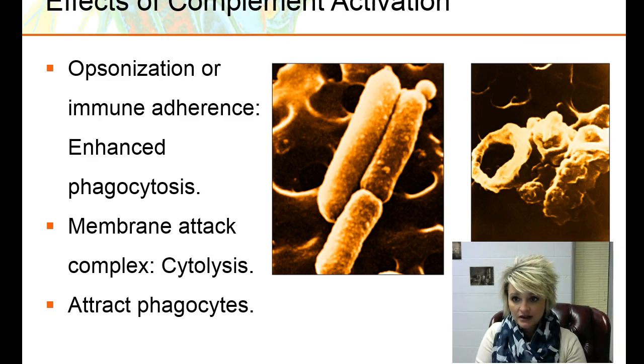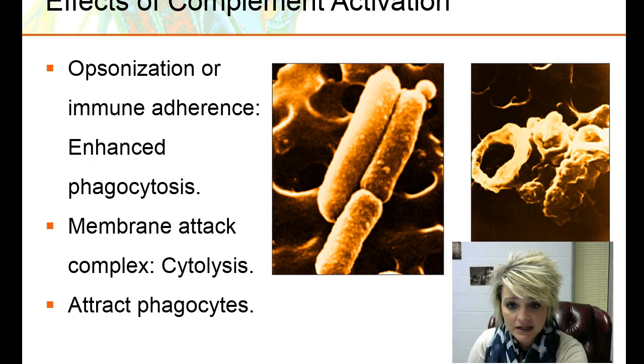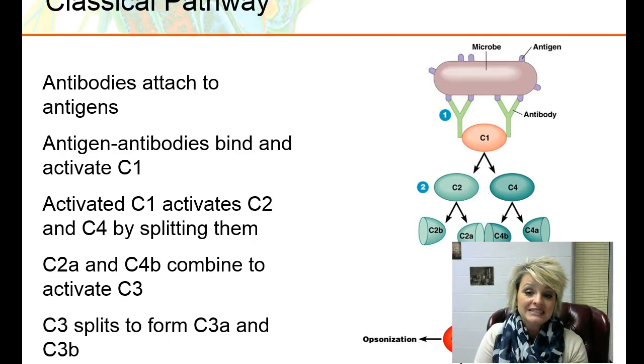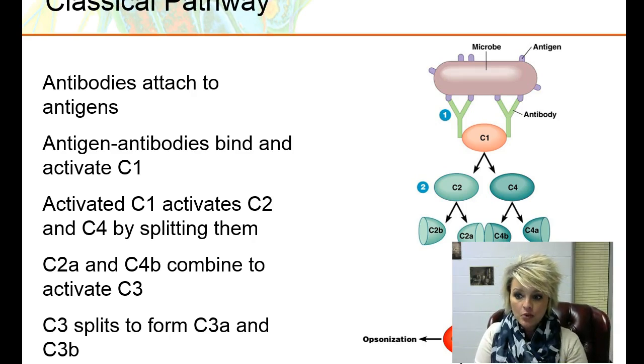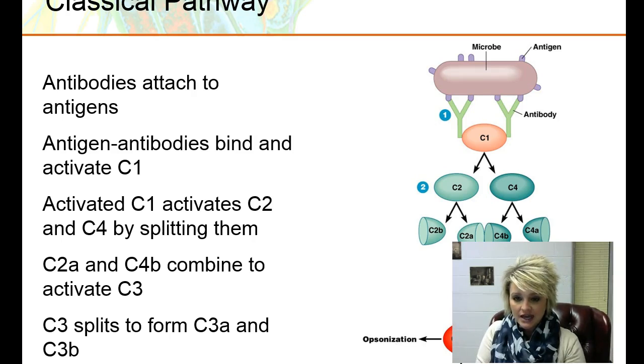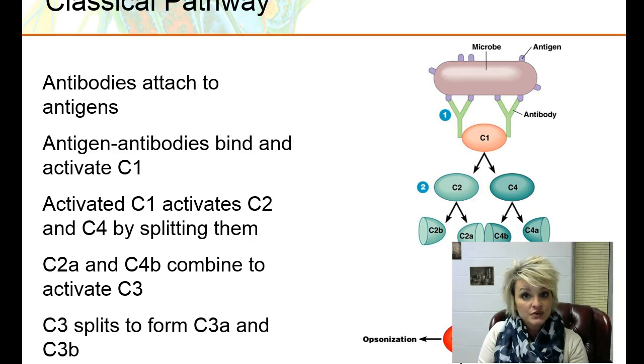This is a look at opsonization and the membrane attack complex. This is a look at that histamine being released from the mast cell thanks to C5a and C3a, and then you can also see C5a sending out that signal calling in other macrophages. So the question is then, if C3 is so important, how do I activate it? And the answer to that is there's 3 different ways.